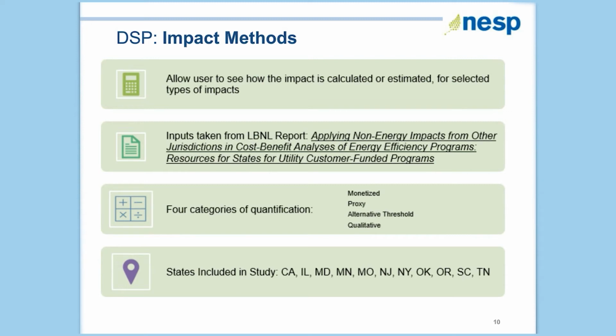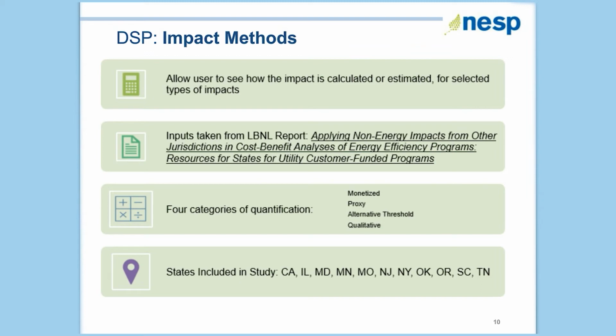One of the most helpful tabs is the Impact Methods tab in the DSP. This shows how impacts are calculated or estimated. This data comes from an LB&L report that you can find on our website or in the DSP itself. There are 4 different categories of quantification that the report covers.